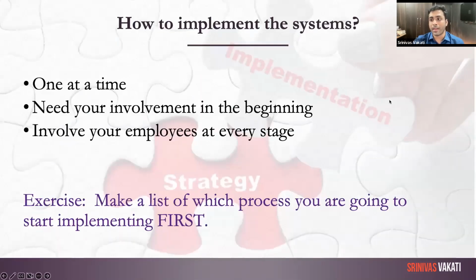And how do you implement it? Few steps. Take one system at a time and implement it. I'm sure most of you are very motivated, right? Okay, now I will do everything now. It will not happen, believe me. What I would recommend, take one step or take one process, implement it at a time. Again, your involvement will be very high in the beginning because it's your responsibility. It's you that needs to set up the process in your company, right?